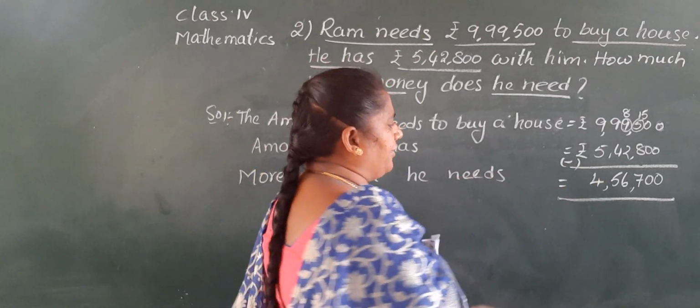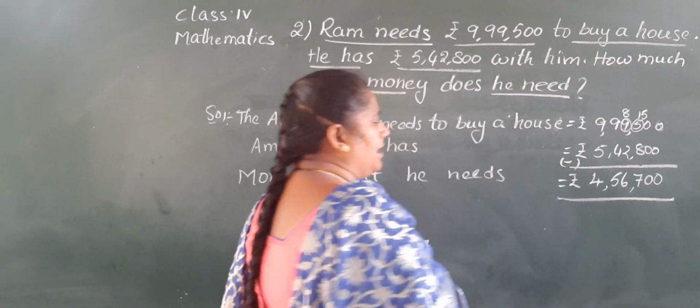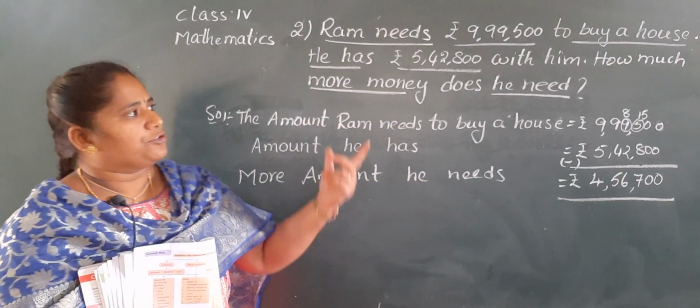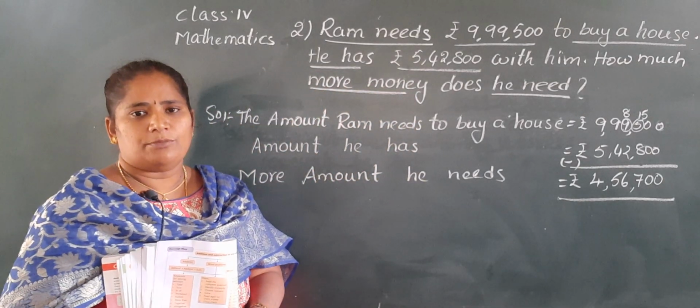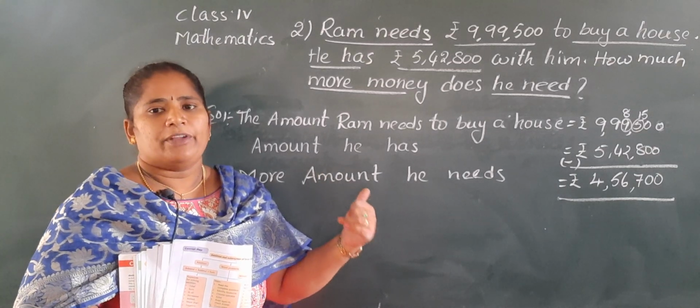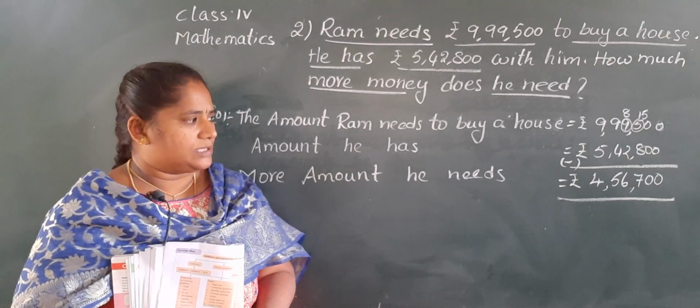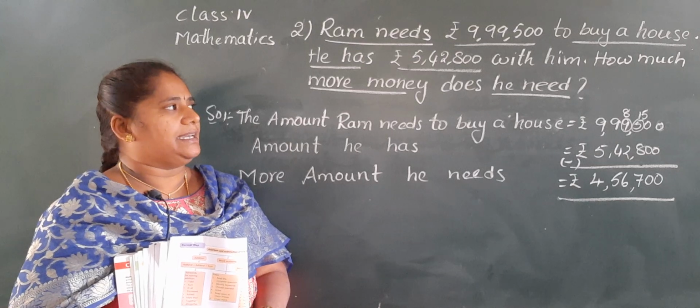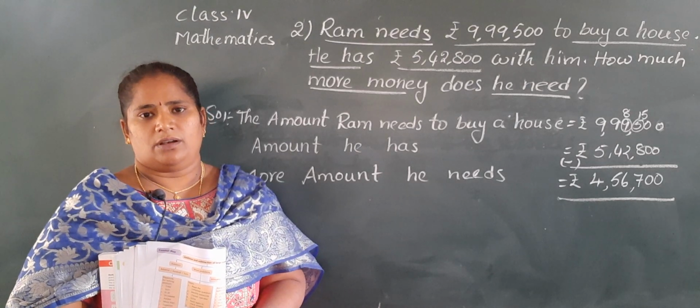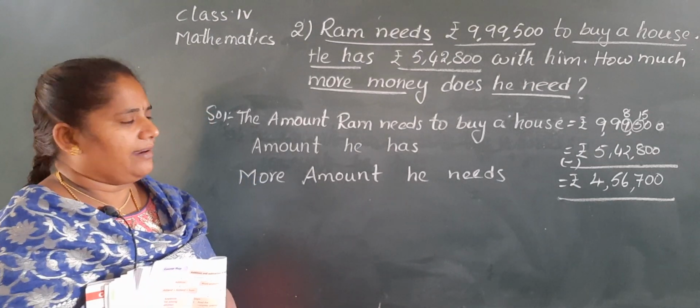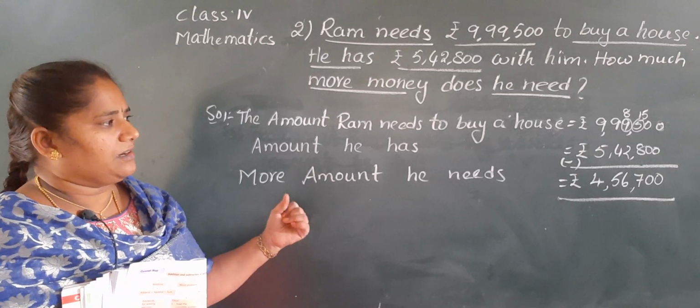So 4,56,700 rupees he needs, Nana, to buy that house. Okay, how much amount he needs? 4,56,700 rupees he needs to buy that house. Okay, is it clear to you, children? Come on, note down in your classwork, Nana.